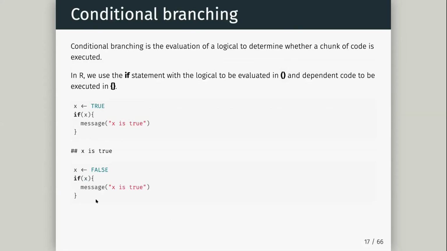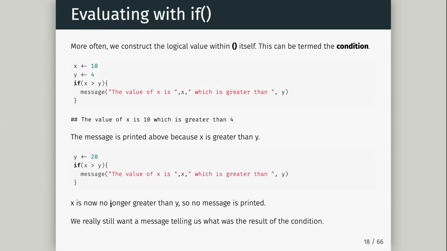More often, we're not going to be upfront setting true or false. We want to do some evaluation in our script. And in that case, we will actually check a particular condition. So here we will set x to be 10, we'll set y to be 4. The condition we are evaluating within the brackets is x greater than y. x is 10, y is 4, so x is greater than y. It should go in and evaluate what is between the curly brackets, and here it should print, which it does, the message, the value of x is 10, which is greater than y.